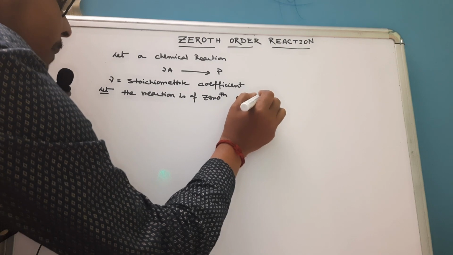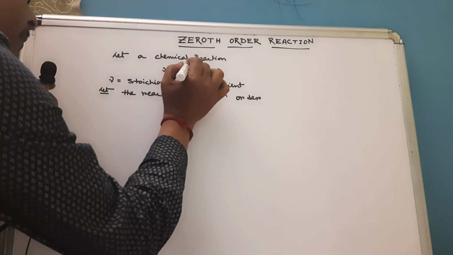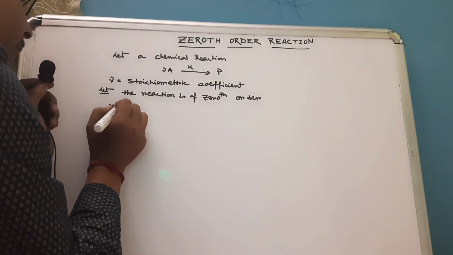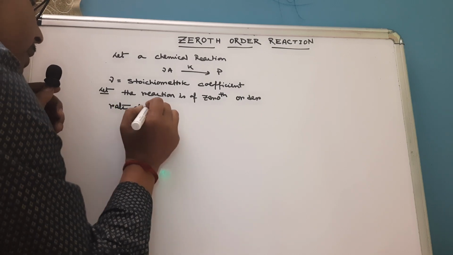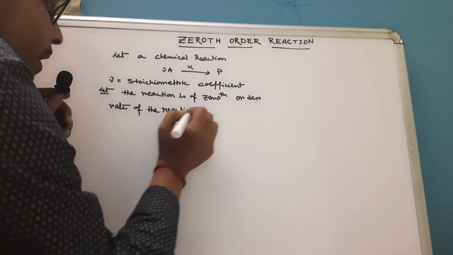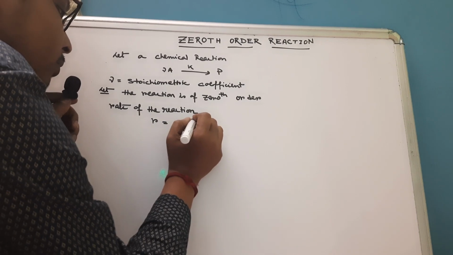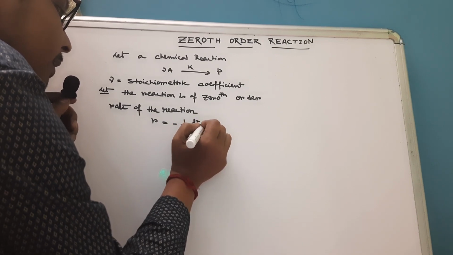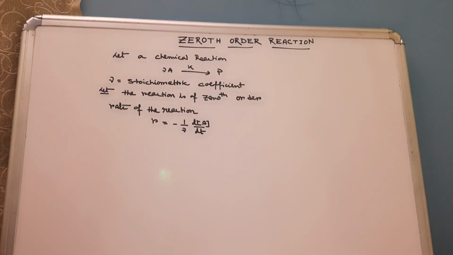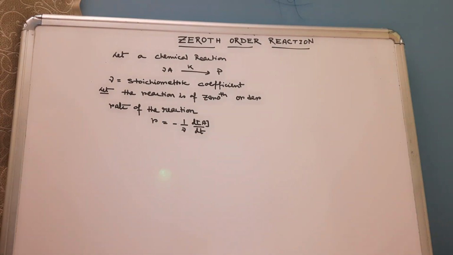So what does it imply? It implies that K is the rate constant. So the rate of the reaction, what will be the rate? Rate of the reaction R will be minus 1 by nu dA dt. This is the rate of the reaction, and this is basically the differential rate equation. This is not the integrated rate equation. This is the differential rate law.